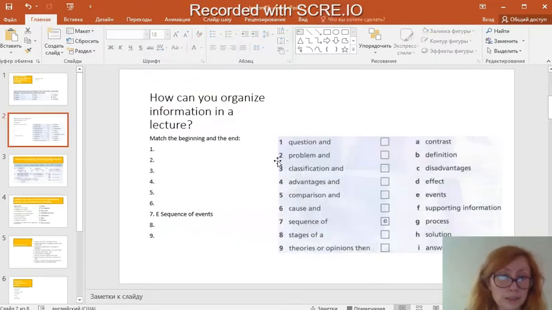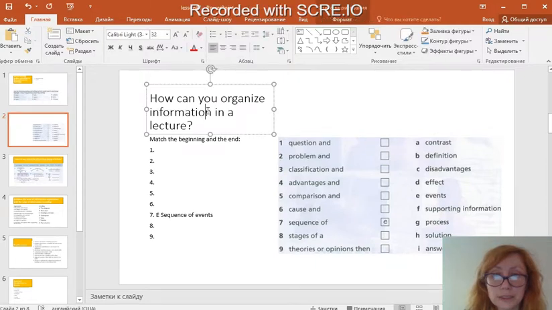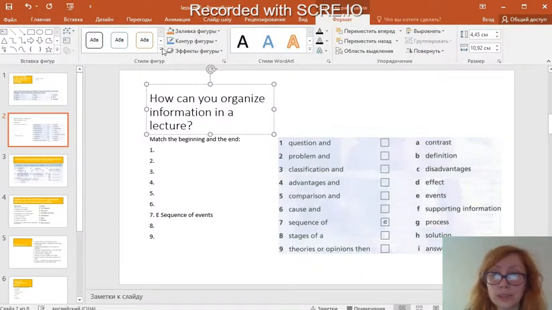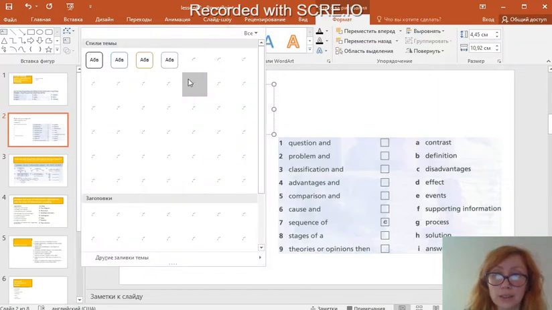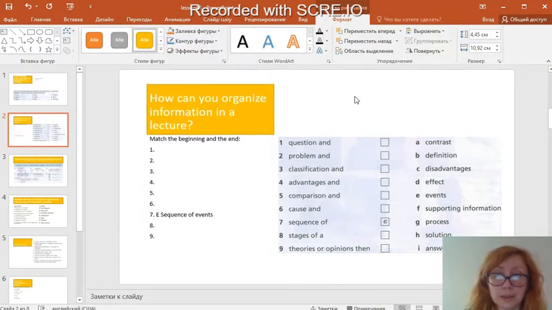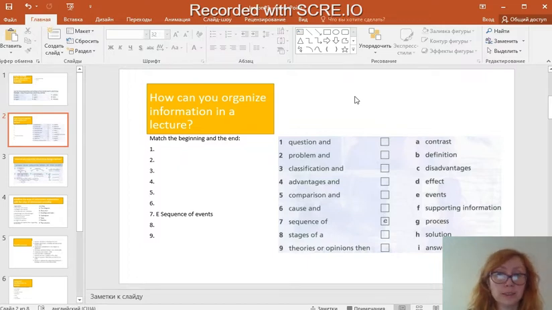Then the next one. This is the topic from today's class. We have got this one. How can you organize information in a lecture? So we will speak about the ways of organization of information. How can you organize information? Here you have got suggested 9 ways of organization of information on the example of a lecture.